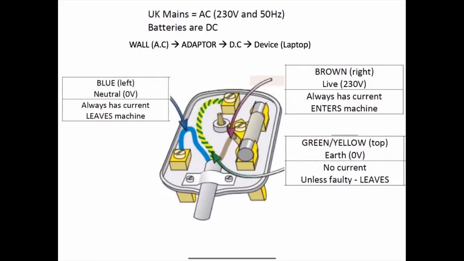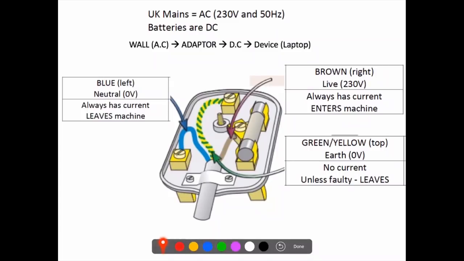Okay, this is a plug. Now plugs have 3 main wires in them. You have a blue wire, which is known as the neutral wire, brown, which is the live wire, and green and yellow, which is the earth wire. Also, look at these numbers over here. So neutral wire is 0 volts. The earth wire is also 0 volts, and the live wire is 230 volts.